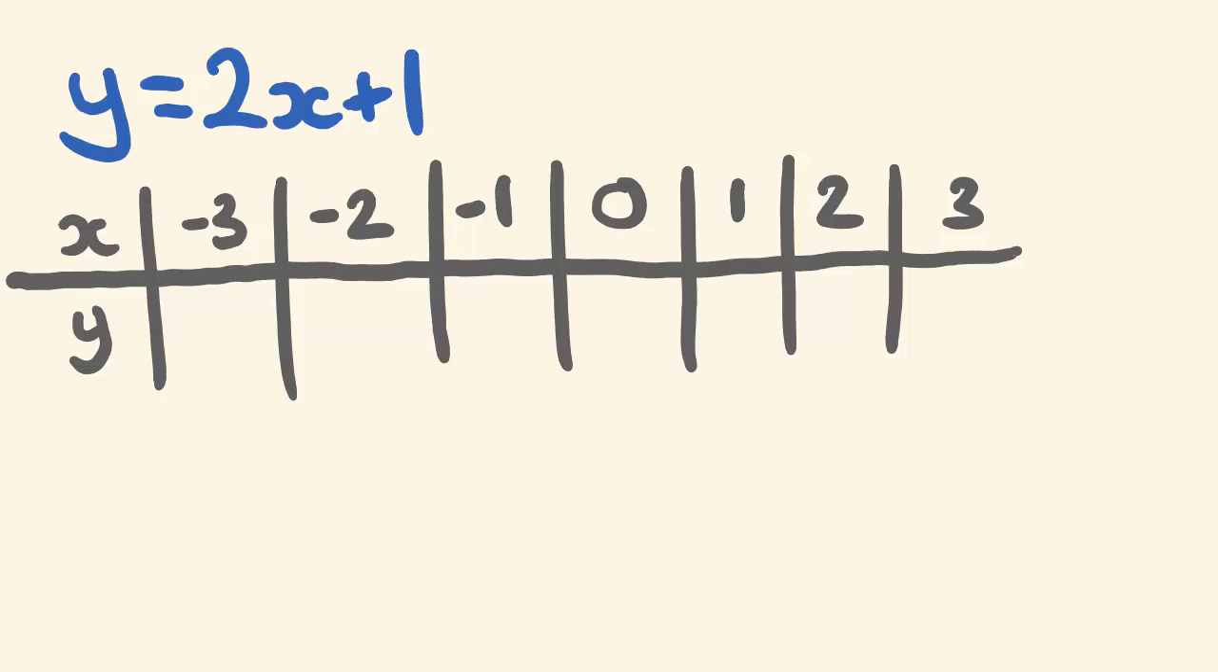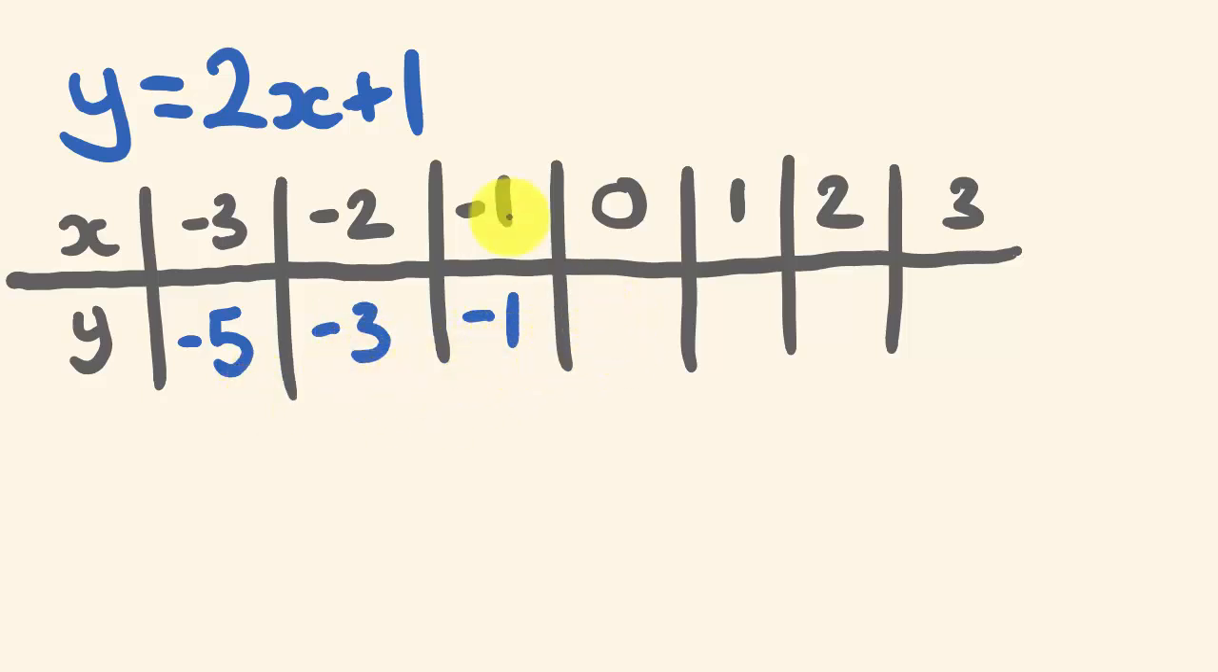So if y equals 2x plus 1, well 2 times x: 2 times minus 3 for a minus 3 x value, 2 times minus 3 is minus 6, plus 1 is minus 5. If x equals minus 2, 2 times minus 2 is minus 4, plus 1 is minus 3. If x equals minus 1, times 2 is minus 2, plus 1 is minus 1. And you're going to see already we're going up by 2 so far each time.